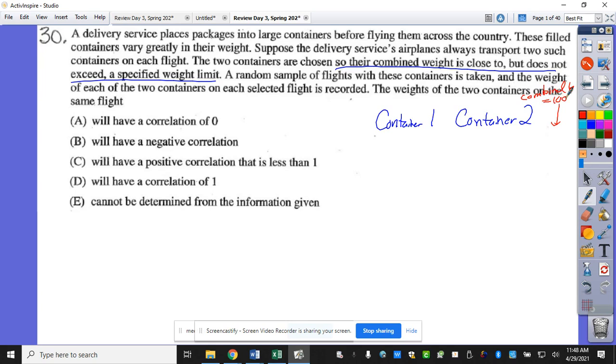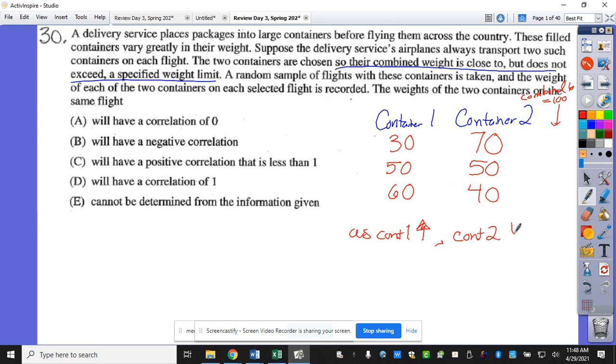Alright, so I'm just going to write down some numbers for what container 1 could be. Container 1 could be 30, 50, 60. If container 1 is 30, how big can container 2 be? 70. Container 1 is 50, how big can container 2 be? 50. And then my last one. So as my container 1 increases, what happens to container 2? I think it was hard in the wording to understand that that's what the problem was asking. But once you thought about it that way, then this is an easy problem. Obviously, the bigger my container 1 is, the smaller my container 2 has to be, which means the answer is what?